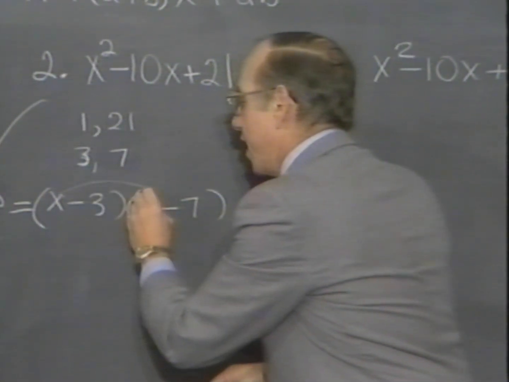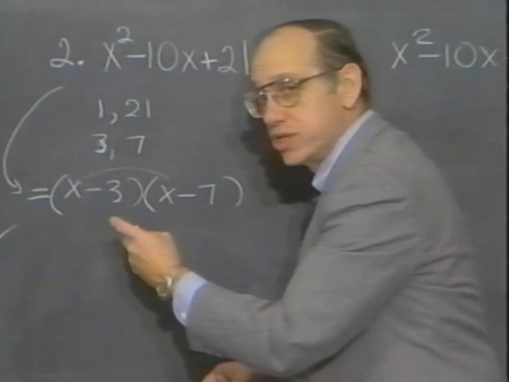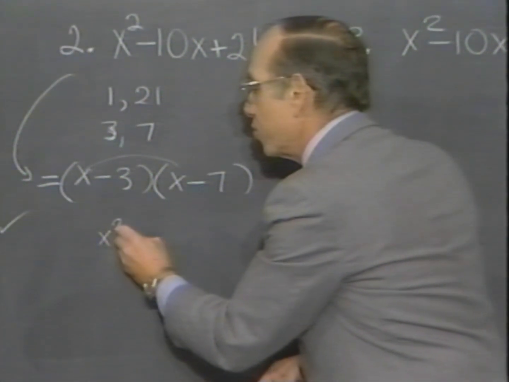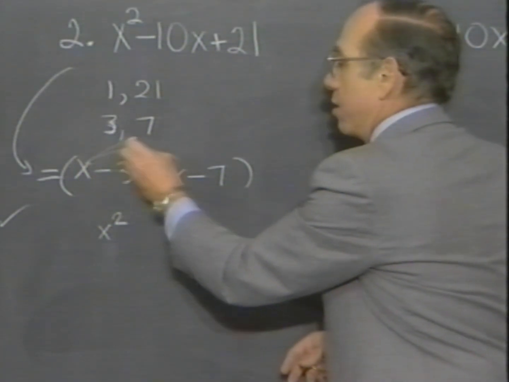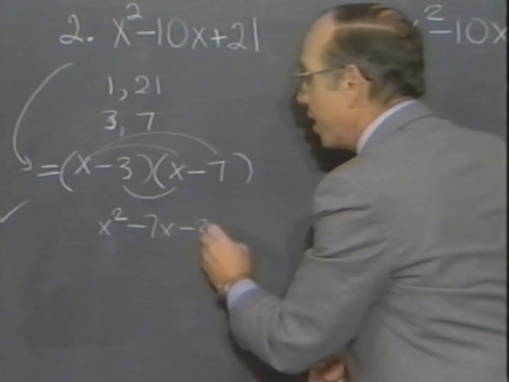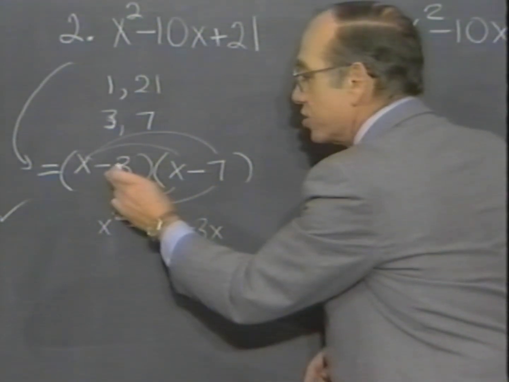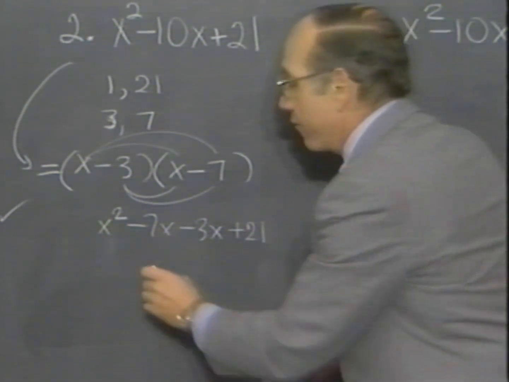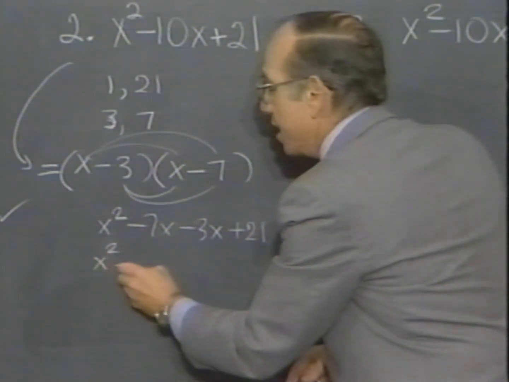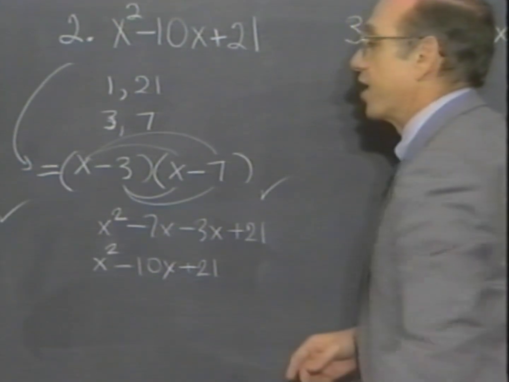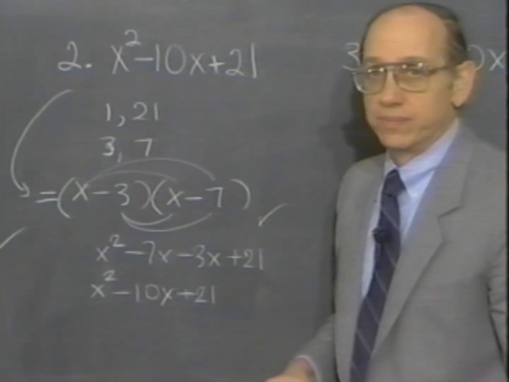This is x squared. All right, can I do this in my head? Well, maybe this time I'll write it down for you. This is x squared, minus 7x, minus 3x, and minus 3 times minus 7 is plus 21. And we have x squared minus 10x plus 21. And the factorization checks once again.